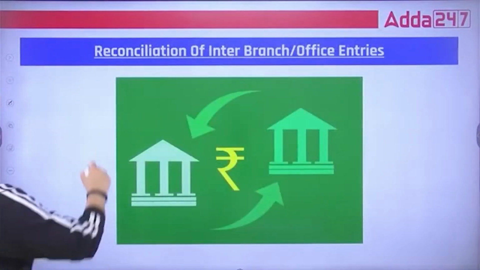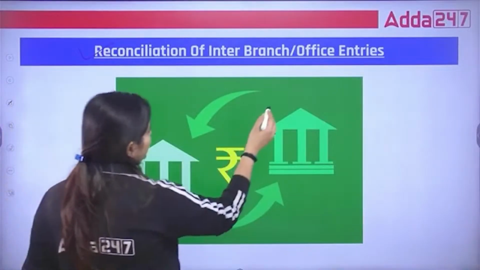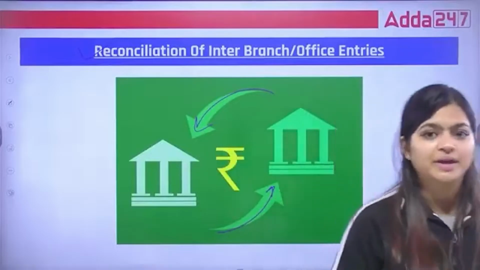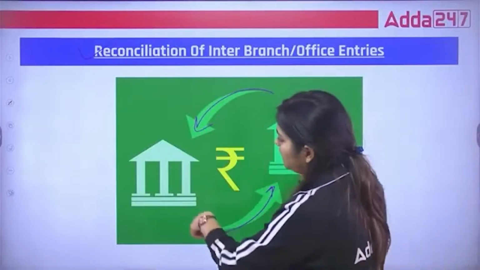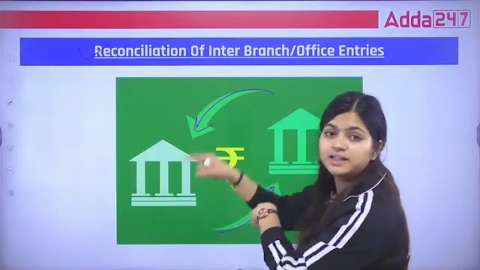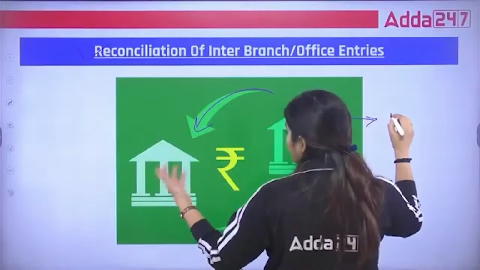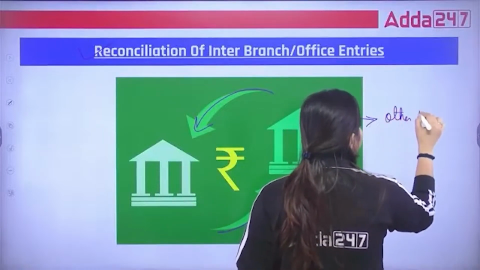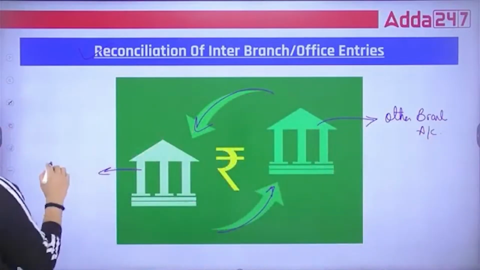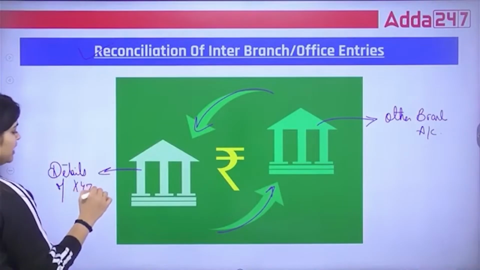Next you have the reconciliation of inter-branch or office entries. When banks are doing inter-branch, inter-office transactions, they are not using any external sources. They are doing the transactions internally. So again, one particular branch is going to maintain the details of the other branch, and this branch will also maintain the details of that branch. Suppose that is your XYZ branch.